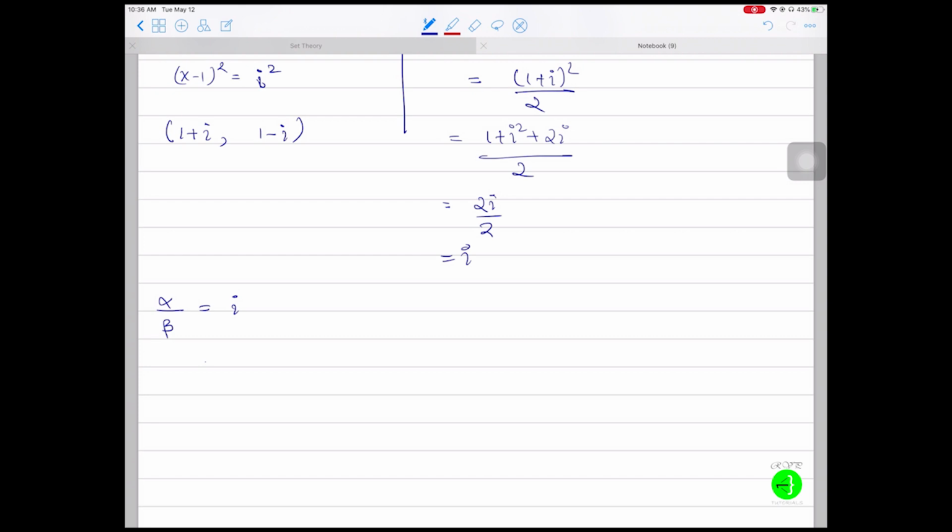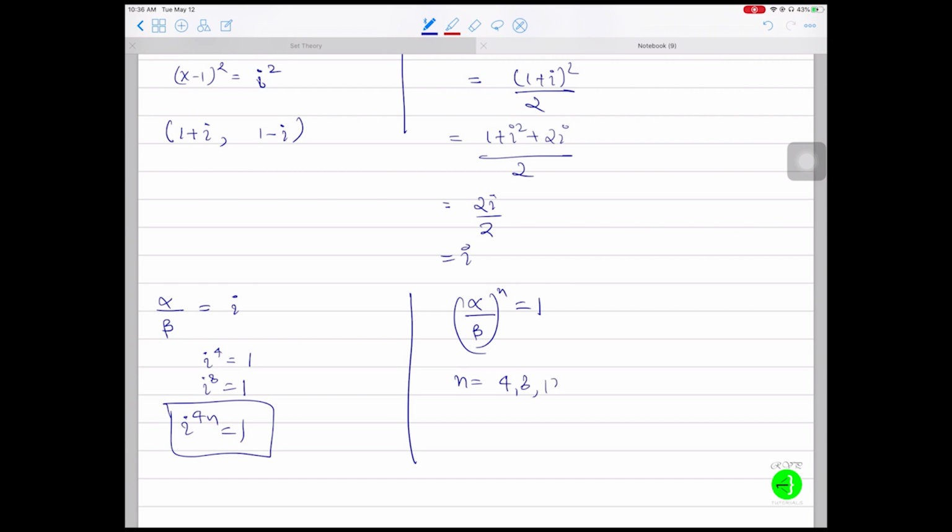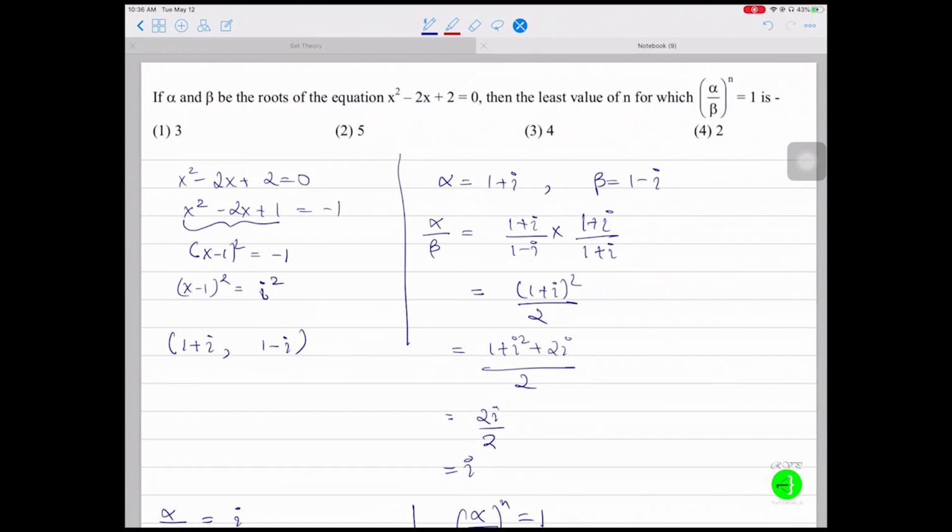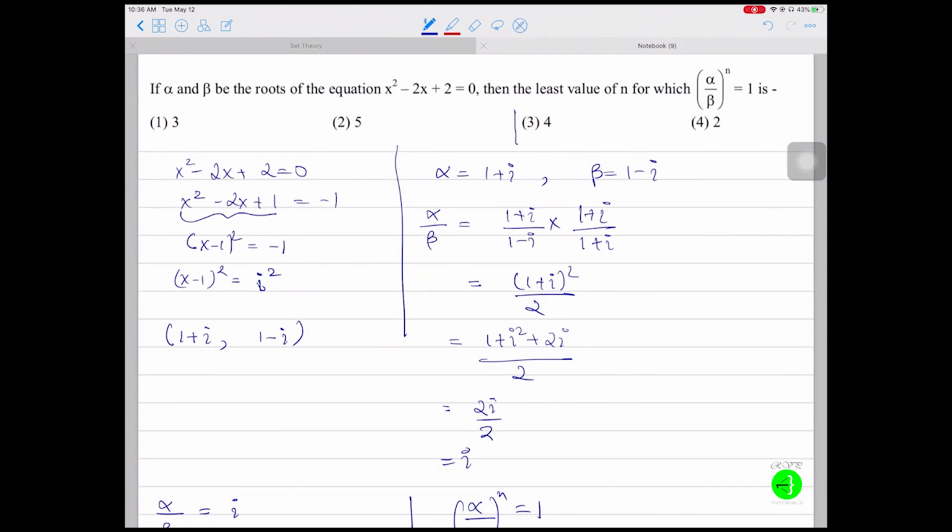We also know that iota to the 4 is 1. Iota to the 8 is also 1. So basically iota to the 4n equals 1. We need to find the value of n such that (alpha by beta) to the n equals 1. So n would be 4, 8, 12 and so on. And the least value would be n equals 4. So our answer is option 3, 4.